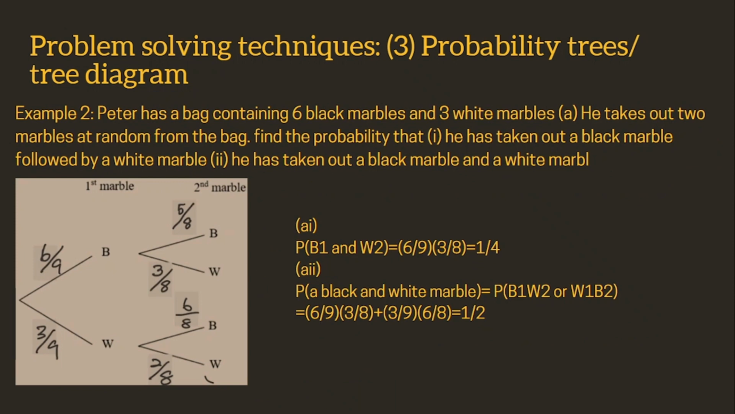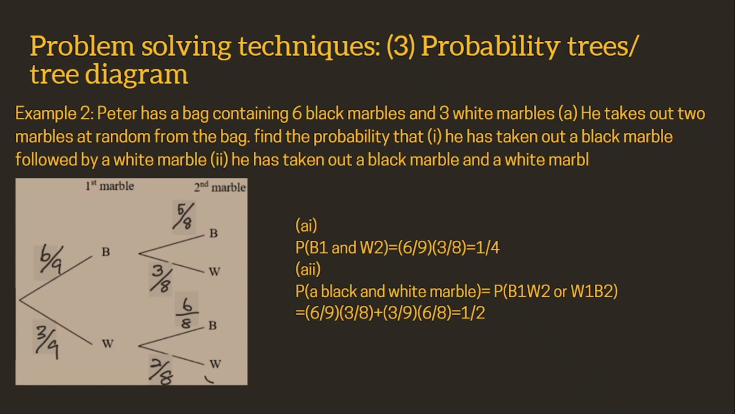Then second example, Peter has a bag containing 6 black marbles and 3 white marbles. We take out 2 marbles at random from the bag. Find the probability that in part 1, he has taken out a black marble followed by a white marble, and then find the probability that he has taken out a black marble and a white marble. So for part 1, we lay out the diagram again. It's just going to be the first black times the second white. So 6/9 times 3/8 equals 1/4.